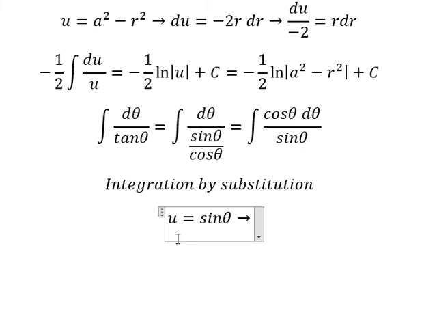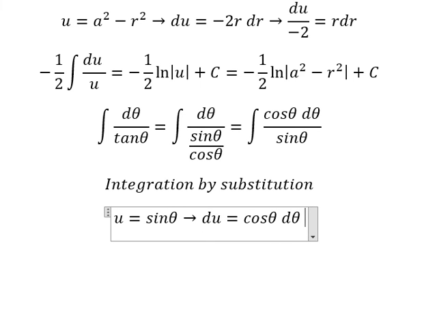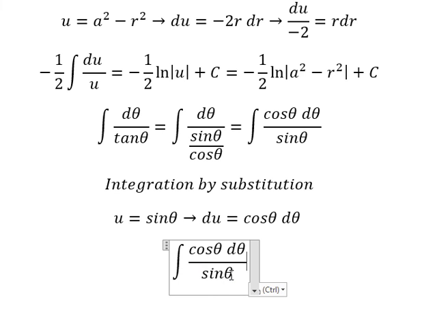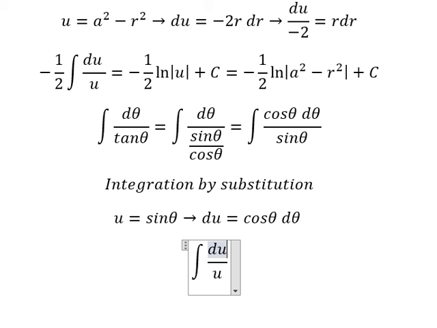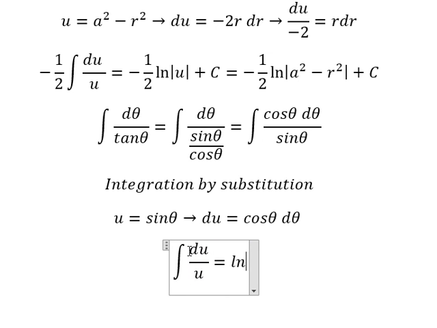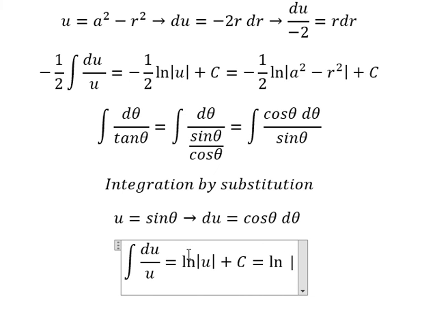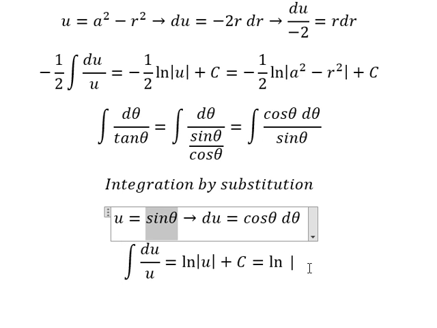Later we first take the derivative of both sides, and we have du equals cosine theta d theta. So this one will change to u. This one will change to du. So the integration of this one, we have ln of the absolute value of u, and I will put c. About u, that is sine theta.